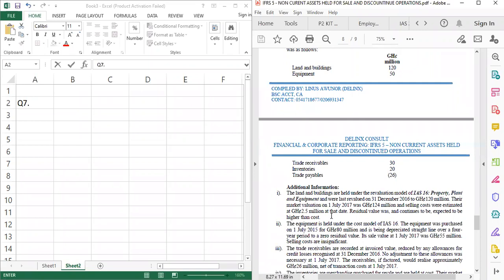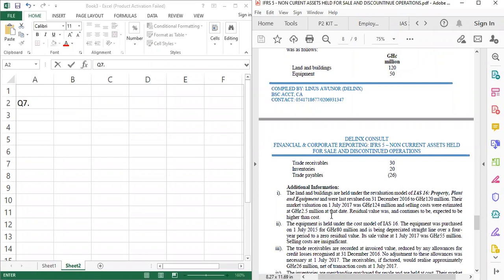So the equipment was purchased on July 2015 for 80 million. It is depreciated straight line over 4 years to residual value. Its sale value at July 2017 was 55 million. Selling costs are insignificant. Let's move on.